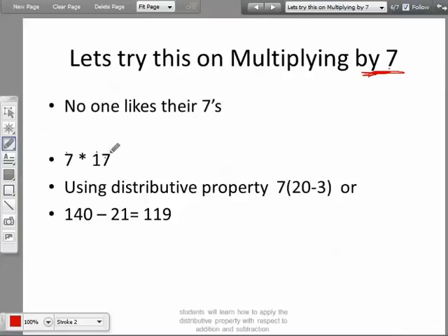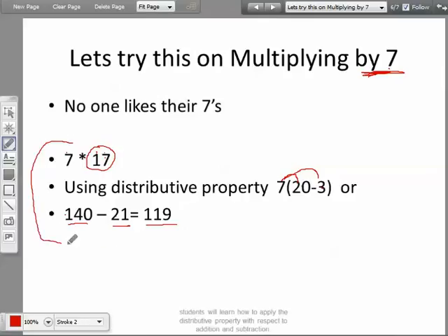Well, 7 times 17, I could rewrite that using the distributive property. The 17 is actually 20 minus 3. So 7 times 20, well, that's 140. 7 times 3, that's fairly easy. That's 21. I remember that one. And 140 minus 21 gives me 119. Can you see how easy that was to do?